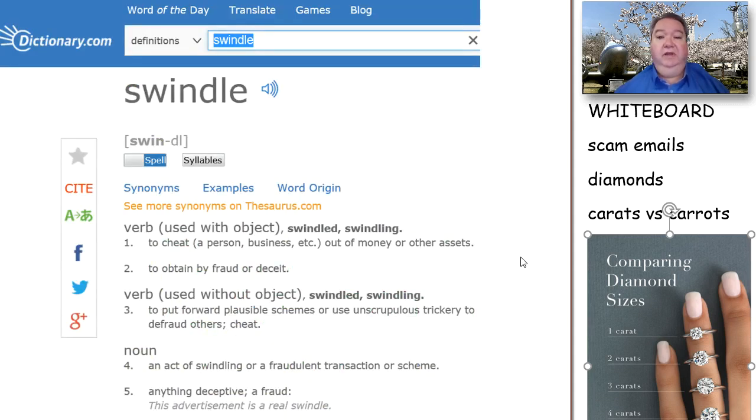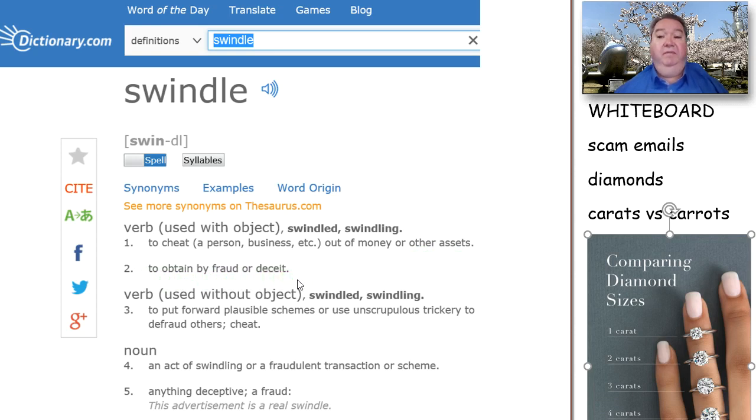To take someone to the cleaners means to swindle them. It's a form of fraud or deception. So if we look at the definition here, to swindle means to cheat a person or a business, etc. Remember, etc. means and so on. So to cheat somebody, and again, that could be an individual, it could be another business, it could be a government, that you cheat or swindle them in some way. So to cheat somebody out of money or other assets. If you obtain those assets, it's to obtain them to get money or property from somebody by fraud or deceit.